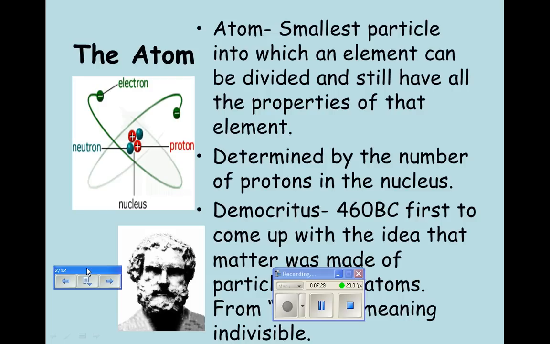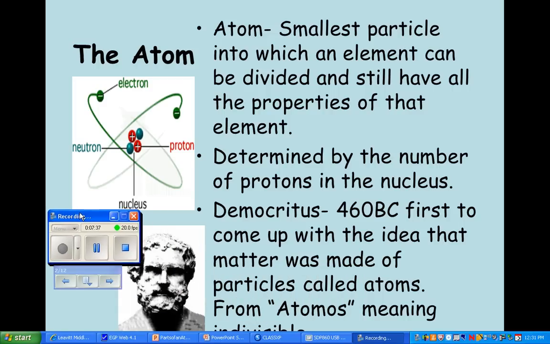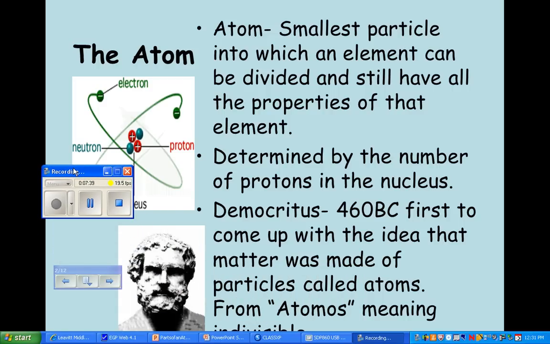Democritus in 460 BC. You're going to see that years tend to be a little different all over the place. He was the first to come up with the idea that matter was made up of particles called atoms, coming from the word atomos, meaning indivisible. Here's a picture of Democritus. He's so old, it's a statue.